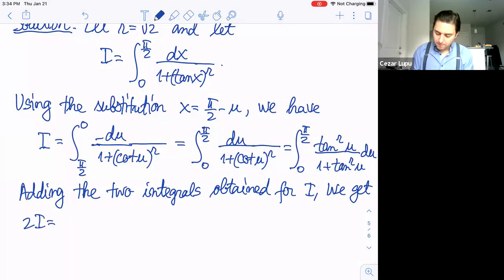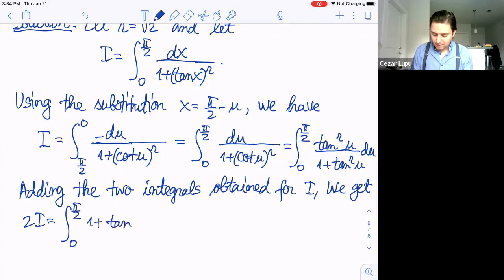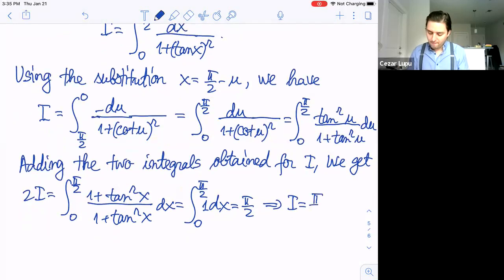We get 2I as the integral from 0 to pi over 2 of 1 plus tangent, and let's go back to the initial variable, tangent to the power r of x, plus the same thing, dx. That is nothing else than the integral from 0 to pi over 2 of dx, since the numerator equals the denominator, so it's 1 here. And this is just pi over 2. So 2I is pi over 2, I will be pi over 4. And that's it, the end.